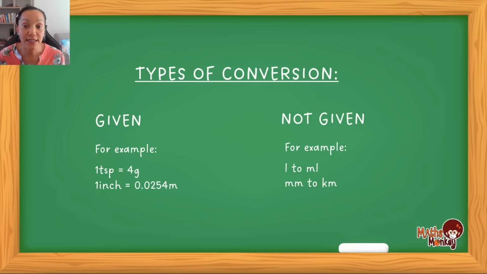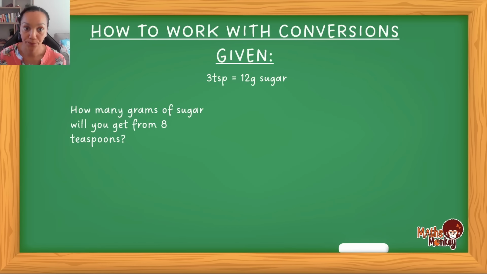Okay, so this is how this lesson has been divided. We're going to focus first on the cases where conversions are given, and what method you use. And then if conversions are not given, what method you use there. This way, no matter what conversion question they ask, you are able to answer it. So let's look at the conversions that are given.